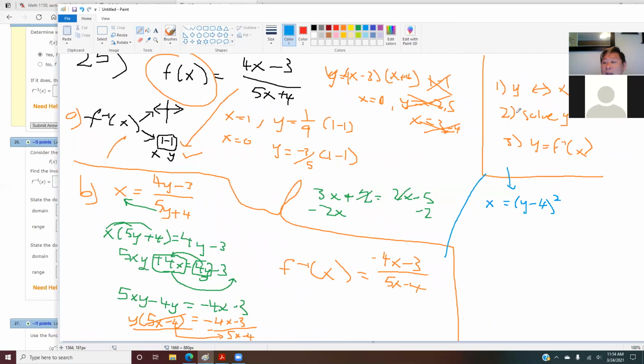So this is the first step. Second step, solve for y. So we need to get rid of the square first. So we square root both sides.